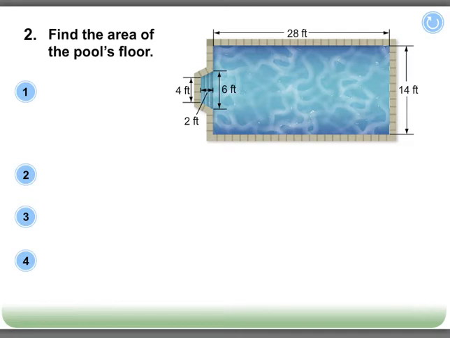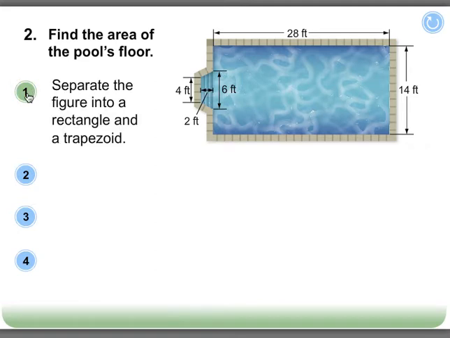Find the area of the pool's floor. Ooh, I want to go swimming. Can't wait till summer. Separate the figure into a triangle. Seriously? Mrs. Kaufman learned to read. Into a rectangle and a trapezoid. Okay, so here's our trapezoid bottom. Here's our trapezoid top. Here's the pool. Here's 14 feet.